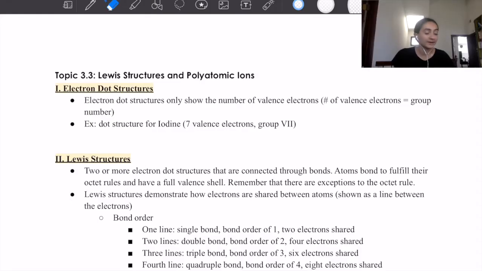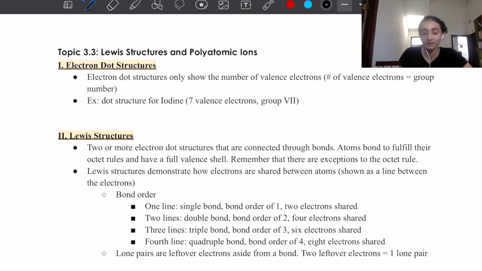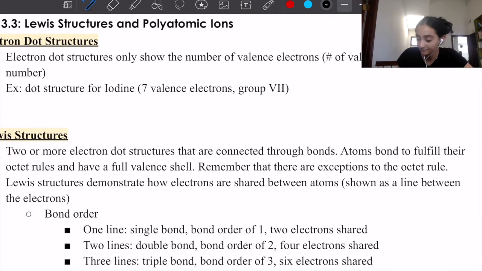Okay, so before we begin, you're going to want to have your periodic table out for this video. And before we talk about Lewis structures, we have to talk about electron dot structures. Electron dot structures are basically a representation of the valence electrons of an element. So for instance, if I were to draw the electron dot structure for iodine, I would just write a capital I, and then I would draw 7 electrons around it because iodine has 7 valence electrons.